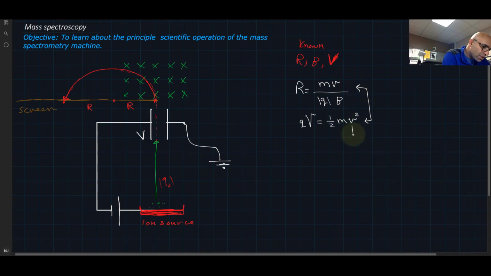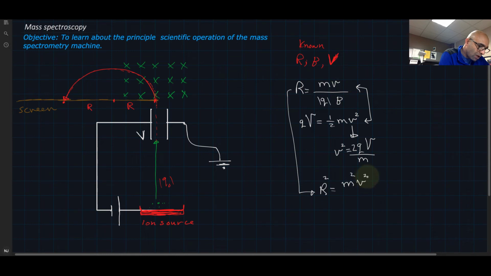Okay, let's write this equation in terms of v squared. So v squared is equal to Q times the voltage, times 2, divided by the mass. Now we want to get rid of the velocity. So r squared is equal to the mass squared, because I'm squaring this whole equation, times velocity squared, divided by q squared times b squared. Now take this v squared and put it here.